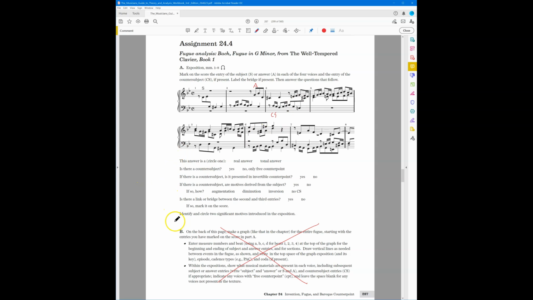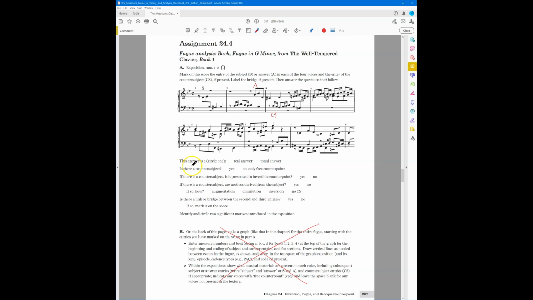Let's go over these questions briefly to give you a sense of what's being asked for. You're supposed to indicate whether it is a real or tonal answer. We talked about this last week, if you'll recall. A real answer does not modify the subject in any way. A tonal answer will alter the subject slightly. And the reason we might have a tonal answer is because we have strongly emphasized the dominant to tonic pitch in the subject, and we don't want the tonality of the answer to go too far astray from tonic.